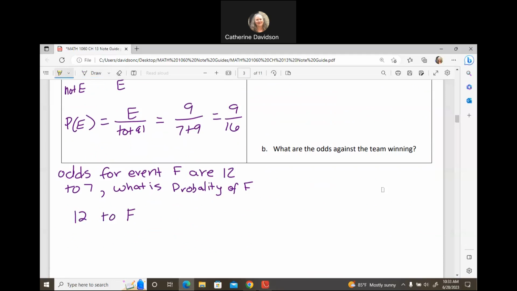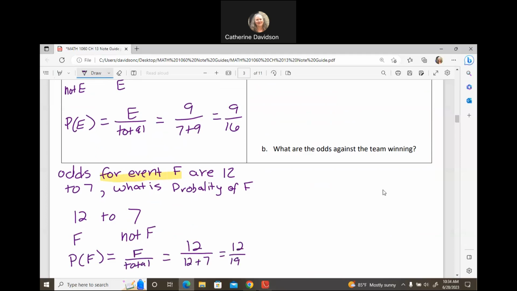And since it says for event F, that means it's not a naught. So this is F. It's a 7. I'm sorry about that. So this is a ratio of F to not F. Now we want the probability of F, which is F over the total. So F is 12 over 12 plus 7. So that's going to be 12 over 19.